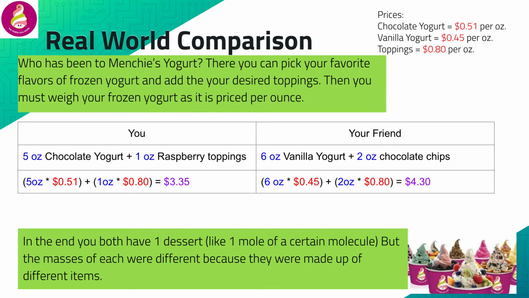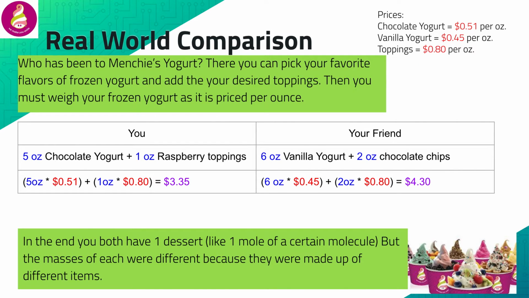So, a real world comparison. Who here has been to Menchie's yogurt? There you can pick your favorite flavors of yogurt and add your desired toppings. Then you must weigh your frozen yogurt as it is priced per ounce. So let's say you and a friend go to Menchie's. You order 5 ounces of chocolate yogurt and put 1 ounce of raspberry toppings on top. Your friend has 6 ounces of vanilla yogurt and 2 ounces of chocolate chip. And up here, you can see the prices for each item.